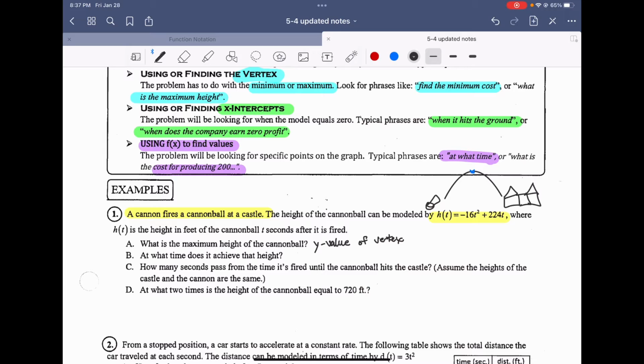What about b? At what time does it achieve that height? Well, again, we're talking about that maximum point, so we're still talking about the vertex, but now we're talking about the time. The time is our x value of our vertex. So both of these are talking about this point right here, that vertex point, but one of them wants to know when it's going to get there, the time, and one of them wants to know how high it will be, and that's our y.